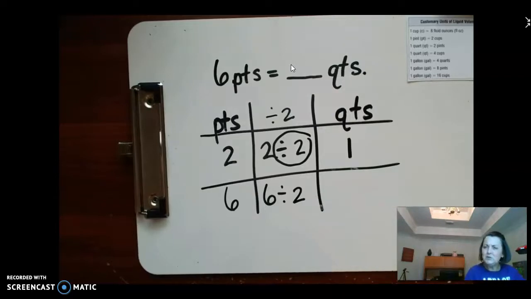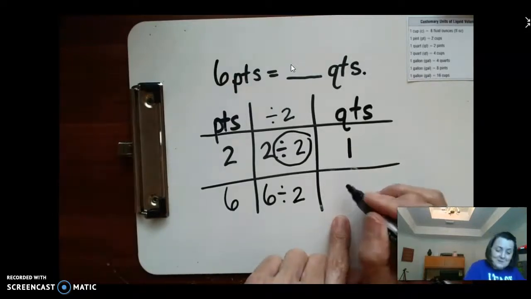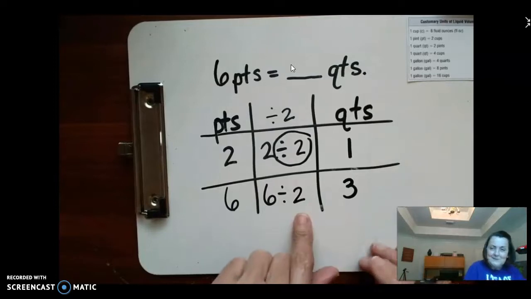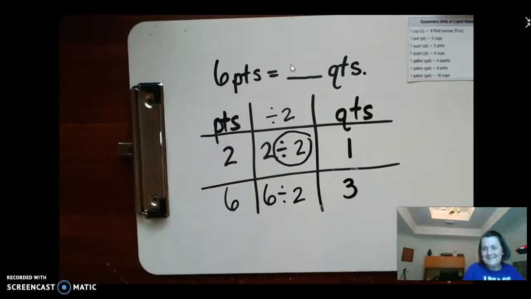So which way did you use? Did you use division or did you use your related fact of multiplication? I like to use multiplication. So I know that 3 times 2 equals 6. Therefore, 6 divided by 2 equals 3. All right? Good job, kids.